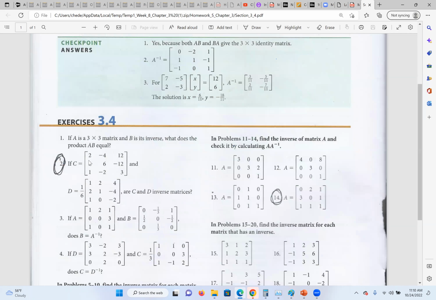Okay, here they say if C equals 2, 0, 1, negative 4, 6, negative 2, 12, negative 12, 3, and D is given as this. Here you can see that D is multiplied. We call this a scalar multiplied by a matrix. So 1, 6, and everything in the matrix, all the values in the matrix, we have to multiply by 1, 6, and that is the D. Now the question said, are C and D inverse matrices?